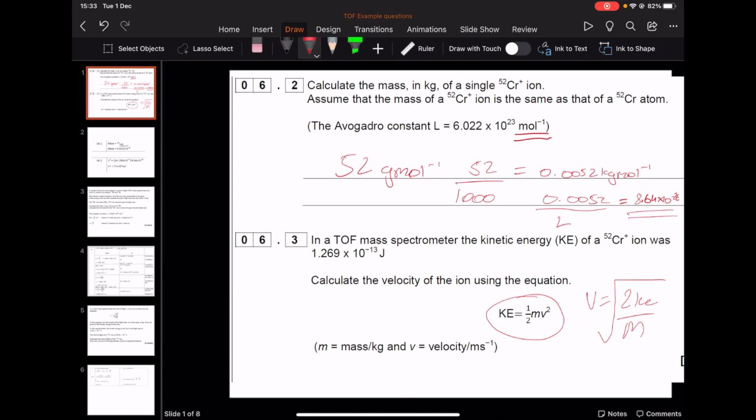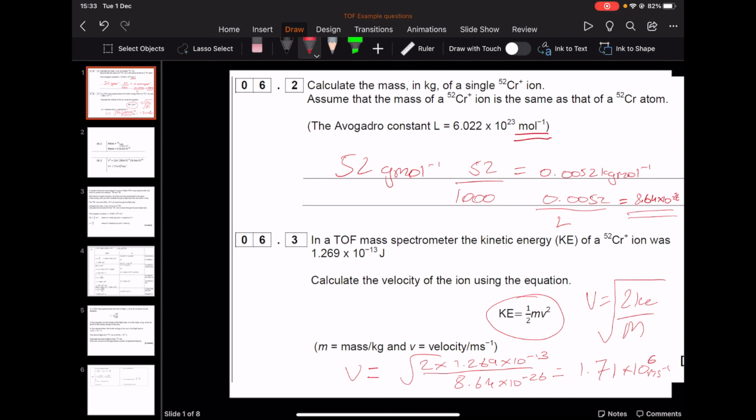I'm not going to go through the rearrangement because I'm sure you guys know how to do that. Now I just plug in my numbers. So V equals the square root of 2 times 1.269 times 10 to the minus 13, over my m, which I worked out in the question before, 8.64 times 10 to the minus 26. That should give me 1.71 times 10 to the 6, I think, and that's in meters per second. Okay, so that was a simple time of flight question.